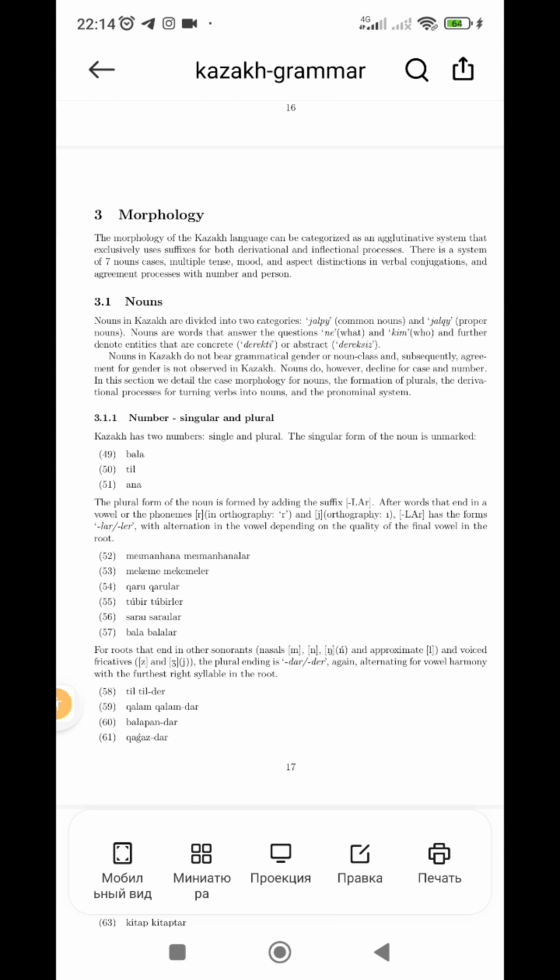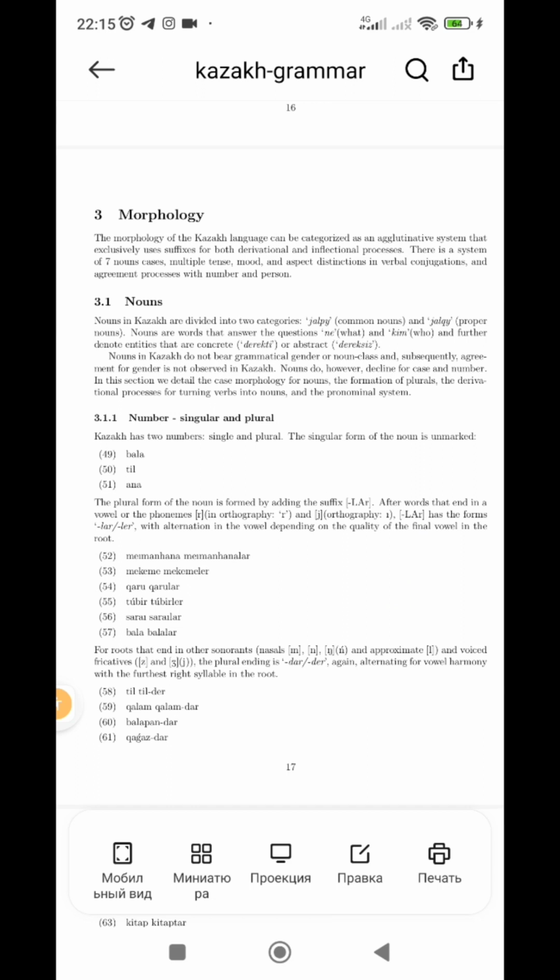So today's second lesson we will talk about morphology, about grammar rules. In our first lesson we talked about the alphabet, yeah? In today's lesson we'll start with nouns. So let's go on. Let's start.